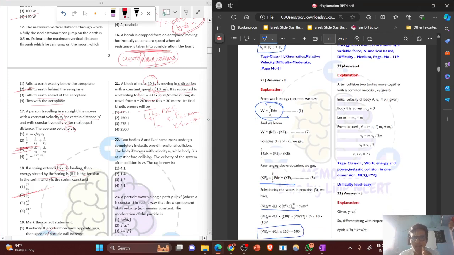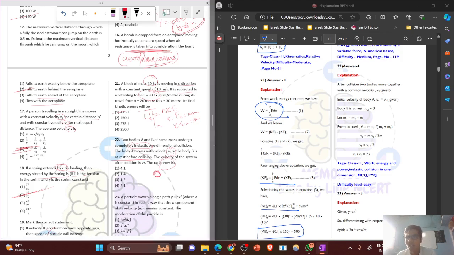Now moving ahead. Two bodies A and B of the same mass undergo a completely inelastic collision. So energy is not conserved, keep in mind. One moves with velocity v1, the other is at rest, and they just stick together. It is inelastic in one dimension, and you just need to calculate the ratio of v1 to v2, where after the collision the two bodies move together with velocity v2.